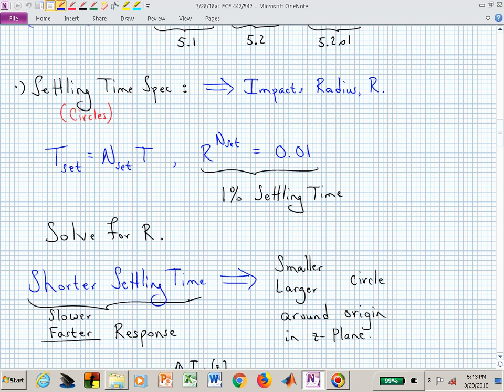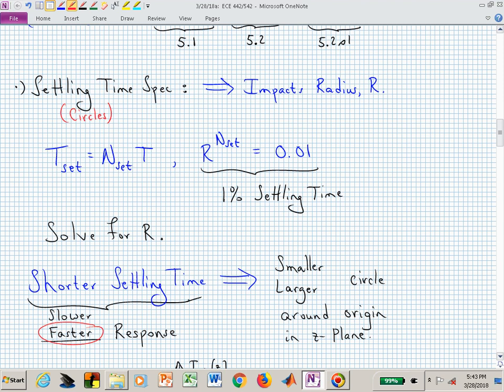And if you're unsure, I guess your thumb is parallel, right? But here you want a faster response. If you want a shorter settling time, that means you're making your system faster. So the system is faster with a shorter settling time.